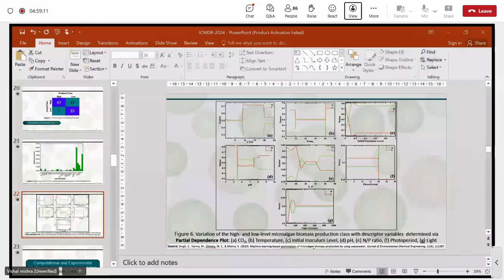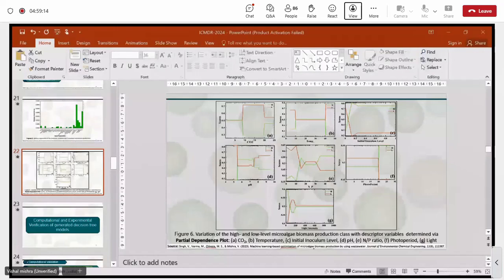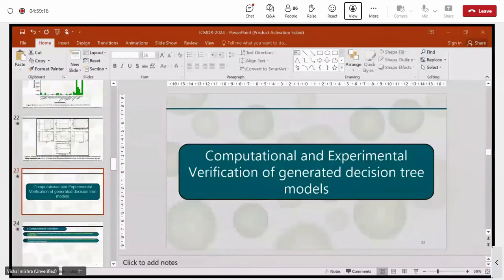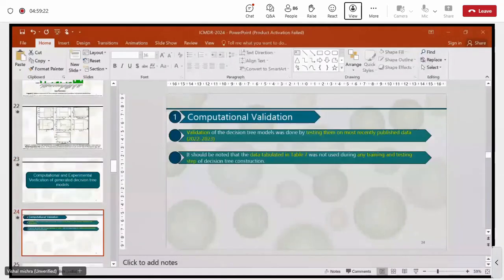Now, the experimental and computational verification of the generated decision tree models. What were these? Validation of the decision tree models was done by testing them on the most recently published data. Whatever we tested in the validation of the model, we gathered the data from the papers of 22 to 23. It should be noted that the tabulated data in the table was not used during any training or testing step of the decision tree construction. In one of the manuscripts, we got the comment to please try to test the data for the years 2023 and 22. So we selected that zone, but this data we didn't use to make the model. That means in training and testing, this matrix was not used.